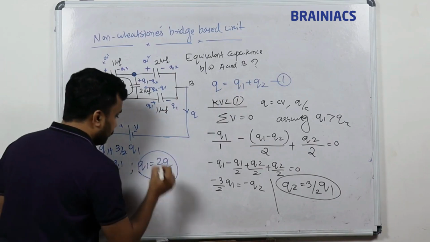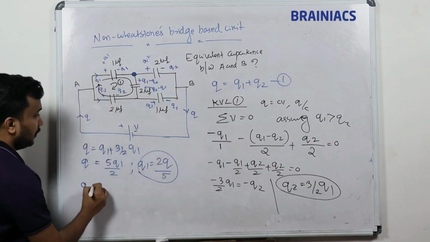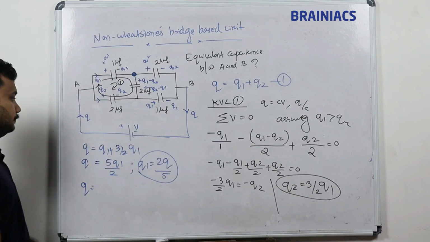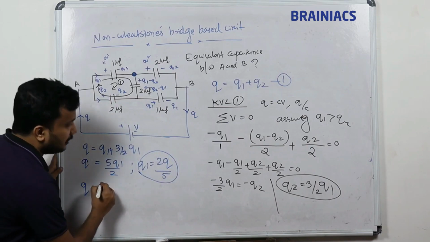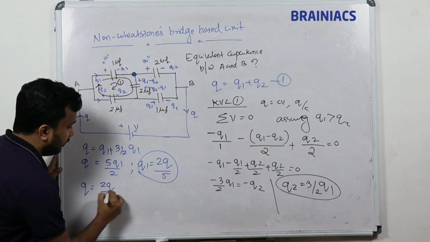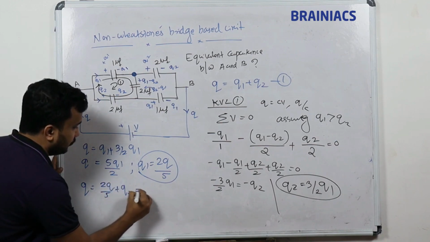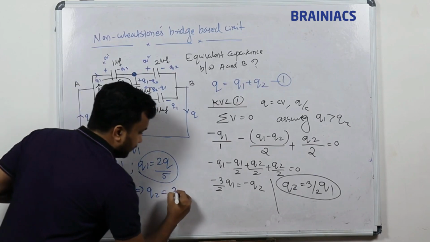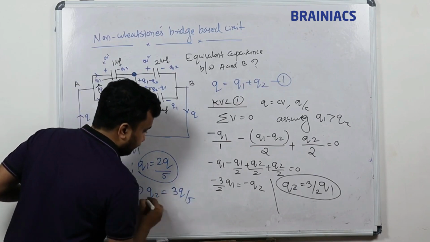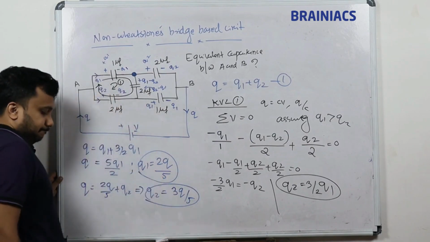This is our one equation, keep it in mind. Q is equal to Q1 plus Q2. What is Q1? 2Q by 5 plus Q2, so Q2 is equal to Q times (5 minus 2) by 5, so it is 3Q by 5. So we got two things.